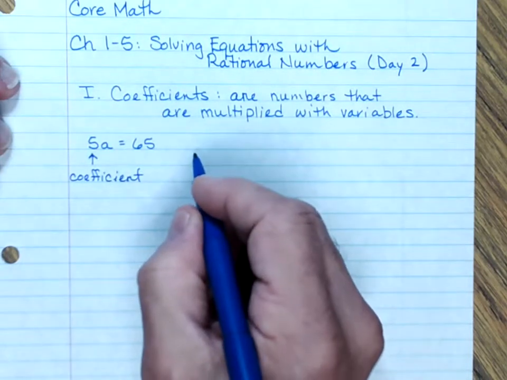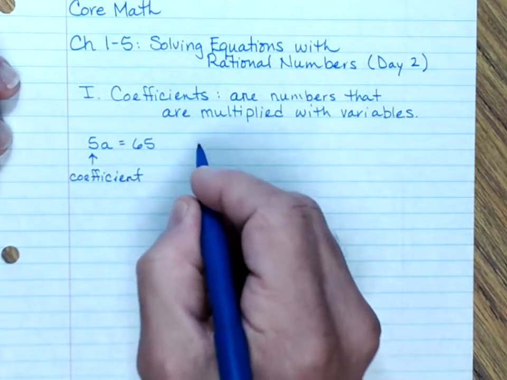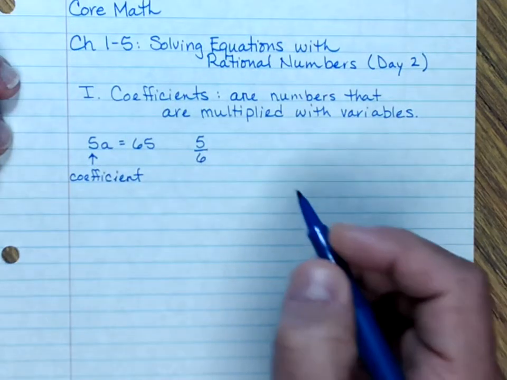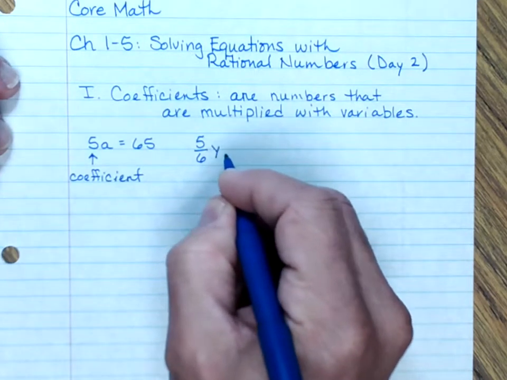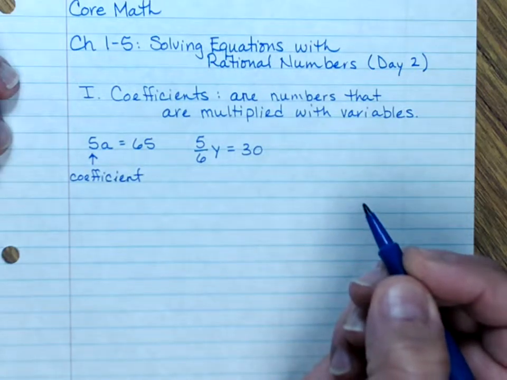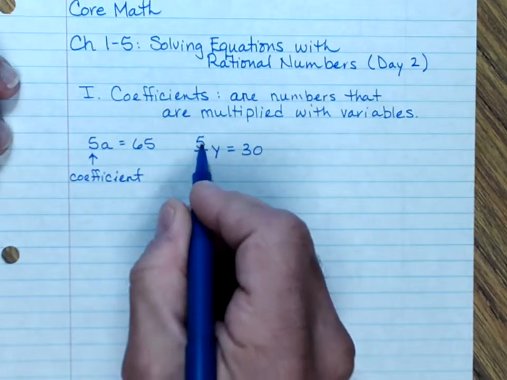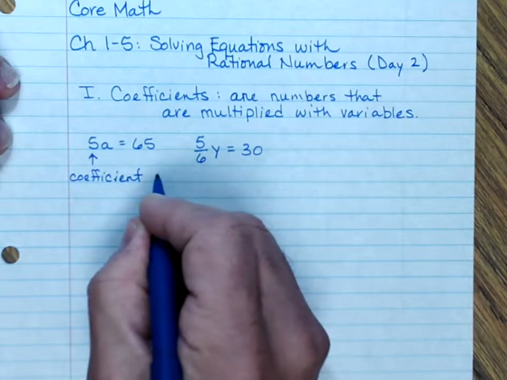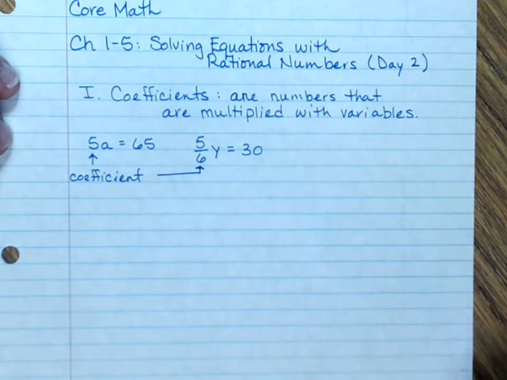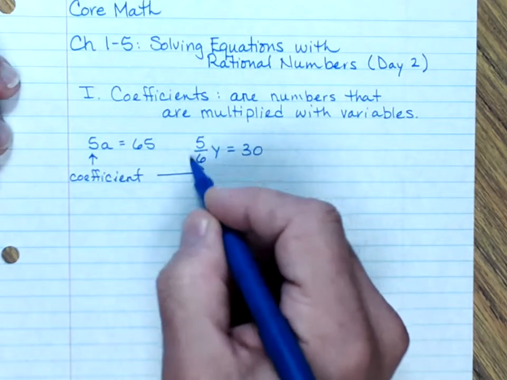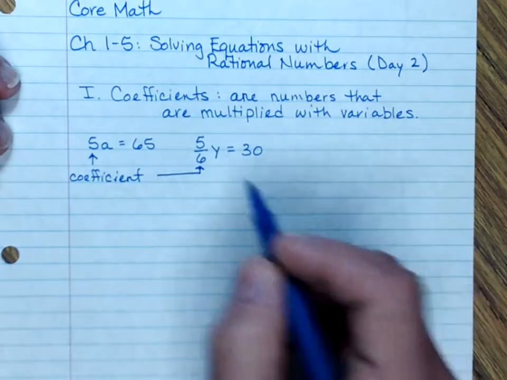Now we're going to talk about the ones that are a little bit more complex. Now we've got 5 over 6 times y is equal to 30. Alright? 5 over 6 times y. Well, that in itself is telling you that 5 over 6 is the coefficient. Now technically this is 5 divided by 6 times y, but it doesn't matter. 5 over 6 is being multiplied with y. So this is our coefficient.